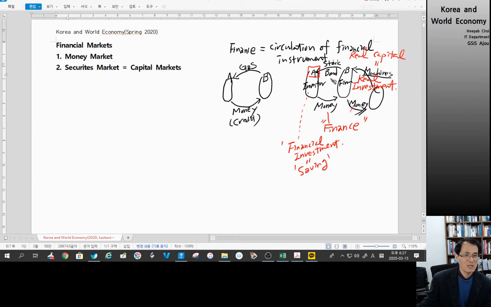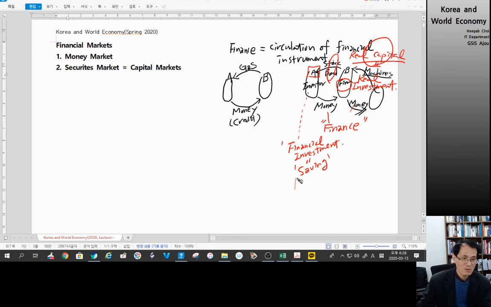To do saving, to give money, they should receive some stocks and bonds, right? And these stocks and bonds represent what? The holders of these stocks and bonds are the owners of this real capital that the firm has bought. It's not the firm's real capital. It's the holders of stocks and bonds who actually hold this real capital.